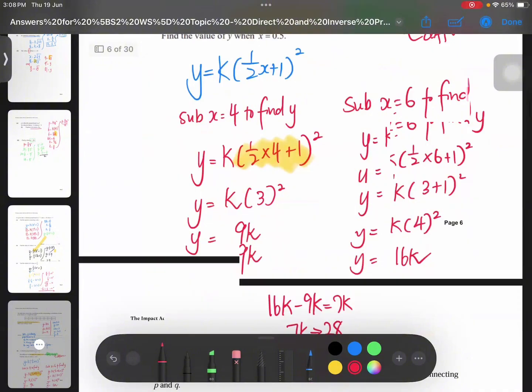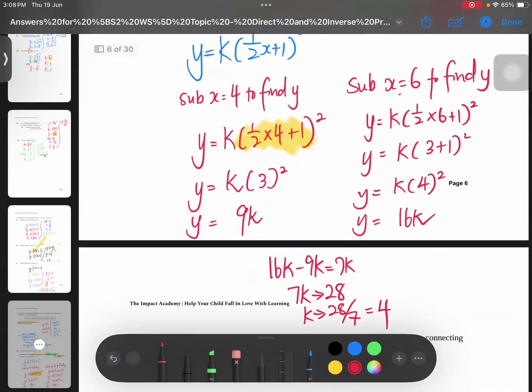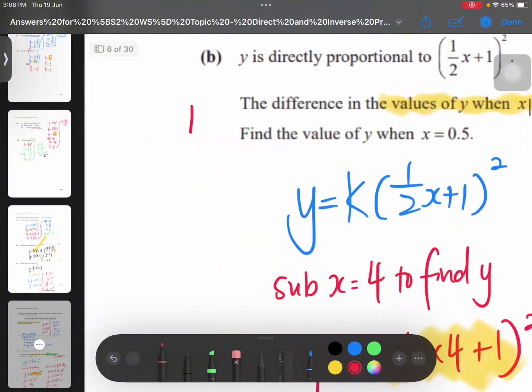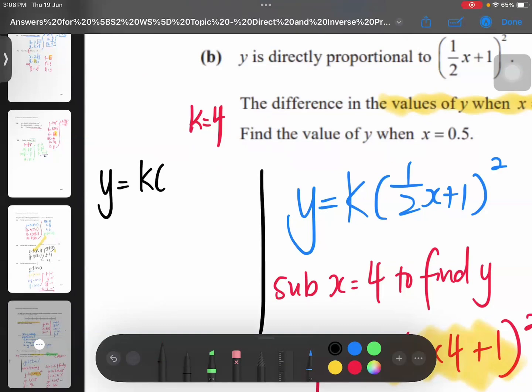Understand? Now, is this my answer? No. Why? Because the question says, now you know k equals 4. That's my constant, and I am very heartened about that. Agree or disagree? The value of y when x equals how much? 0.5. So you say y equals k bracket half.